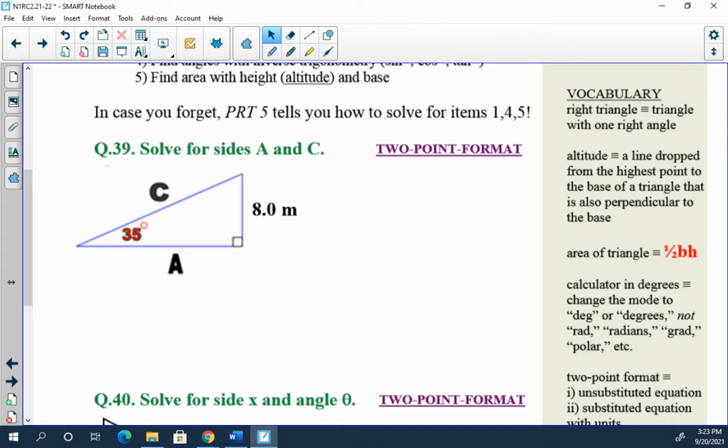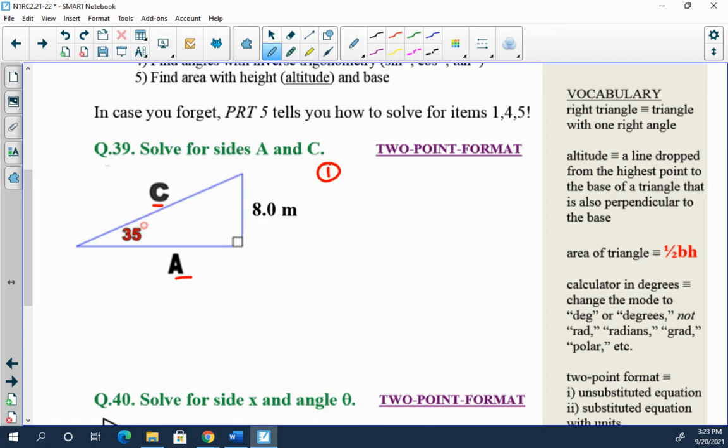Let's look at question 39. Solve for sides A and C. And we're going to do this in a 2-point format. So 2-point format, step 1. You need your givens. You need what's provided to you. What's provided here is an angle, 35 degrees, and a length that's 8 meters. And let's pick a side we're trying to find. Let's say we're trying to find side A first.